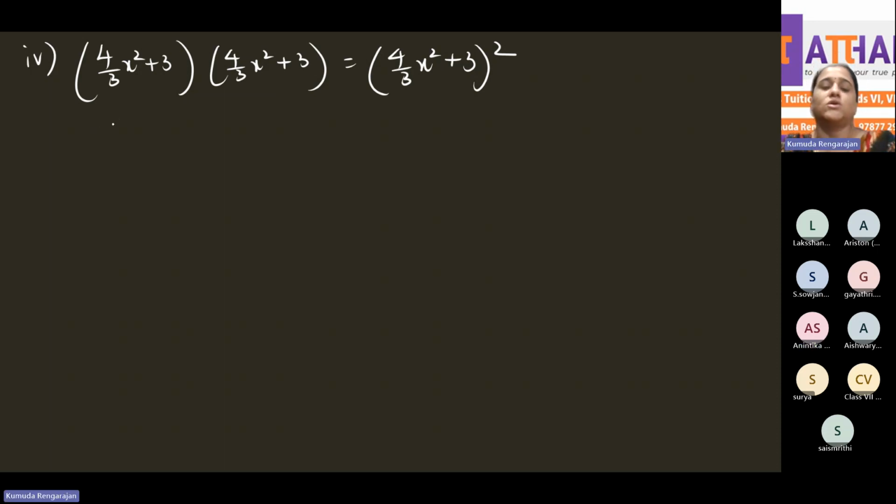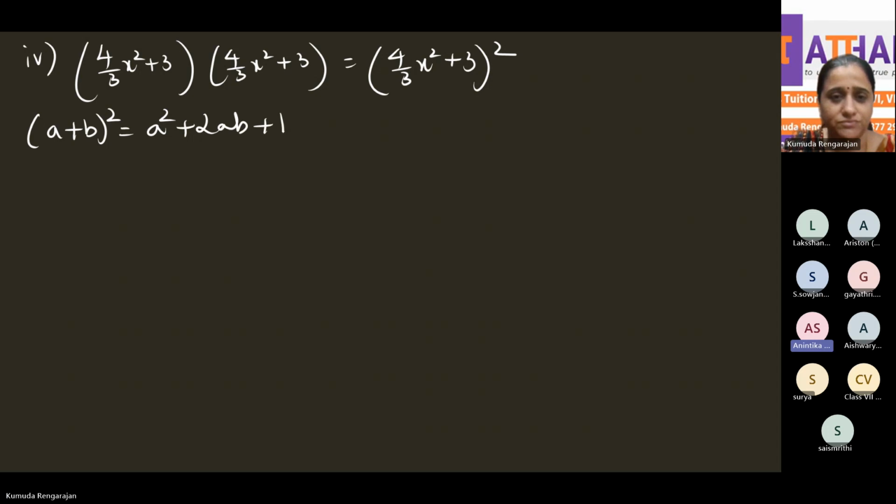I want the steps. You've completed the homework, so you're giving me the final answer. Please tell me the steps, Aishwarya. Yes, ma'am. So in brackets 4 by 3 x square plus 3. Help me complete this. One minute. a square plus 2ab plus b square. a is 4 by 3 x square and b is 3.